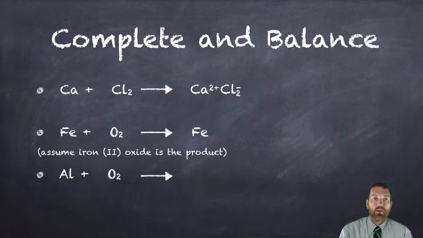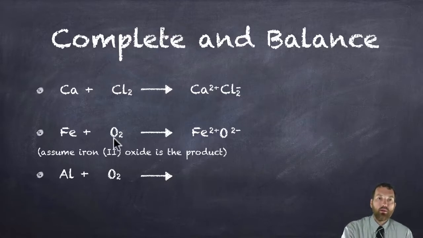On to the next one. First step, combine the Fe. We're going to assume it's iron 2 oxide, so Fe gets a 2 plus charge, and then O gets a 2 minus charge. There's no need to crisscross, those charges balance. But we do need to balance the equation. On the left, I have 2 oxygens.